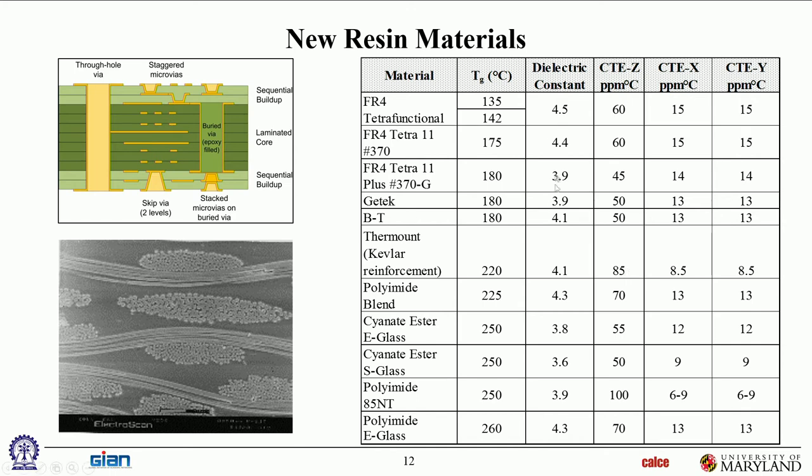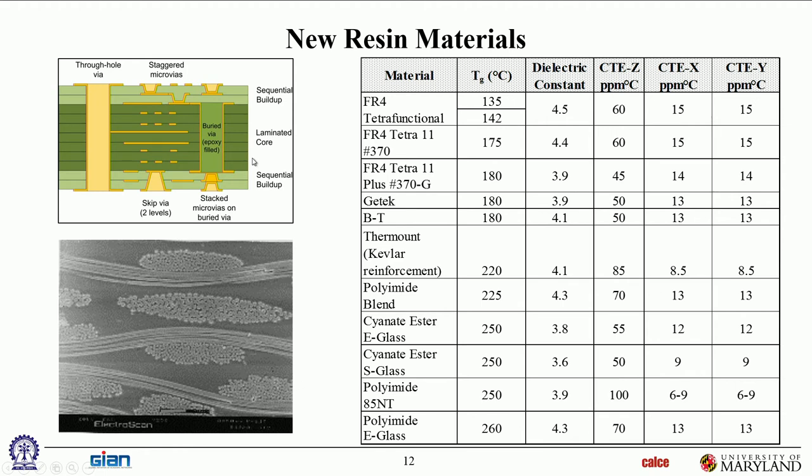All right, and then of course the electrical properties are important. They're all roughly in that range of about 3.5 to 4.5, roughly, okay, dielectric constants. But you can see that the CTEs, the mechanical properties vary quite a bit, and that's why they created these different materials, partly to get different glass transition temperatures. You can see some of the high temperature materials here, and partly to get different CTEs for tailoring the board CTE to components.